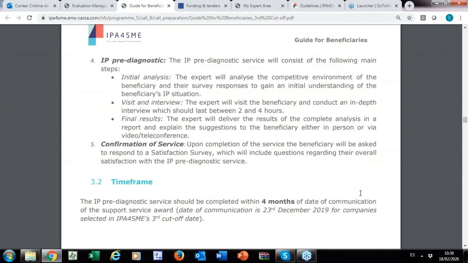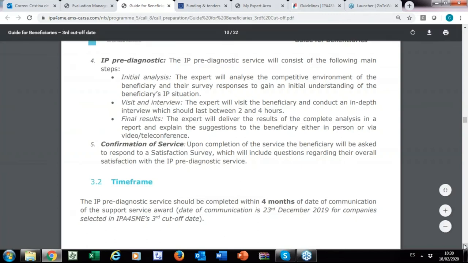The time frame for the deadline is 4 months since you get the communication of the award of the support services. In the case of the third cutoff, that was the 3rd of December, so we will count 4 months as the deadline for the activation of this service. We will receive your questions through the chat, and we will try to answer them regarding service one at the end of the session. So now my colleague Marco is going to explain the details of service two.